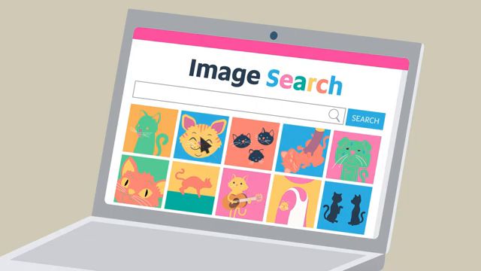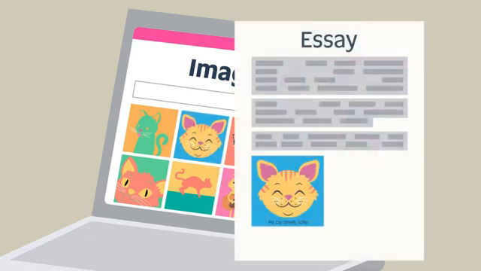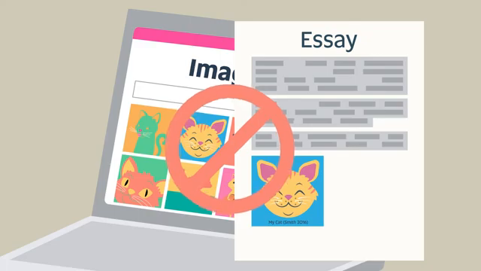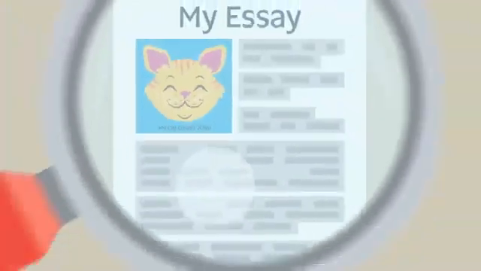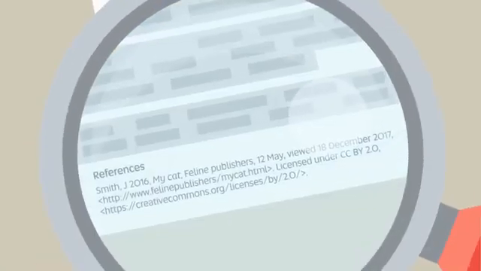This means using other people's work without acknowledging them in your assignments is plagiarism, even if their work has already been shared online by someone else. At university, one of the ways you acknowledge a person's work is by referencing them in your assignments.